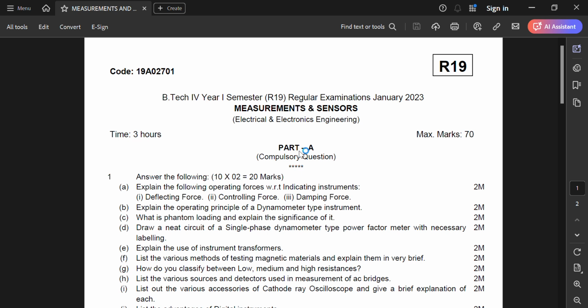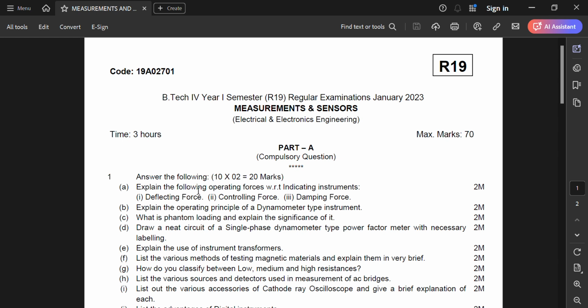Measurements and sensors: the R20 and R19 syllabus is the same. The question papers from previous examinations, the JNTU R19 regular examination, R20 regular examination and supplementary, will all have a similar question paper pattern. You can see 2 marks questions and 10 marks questions.